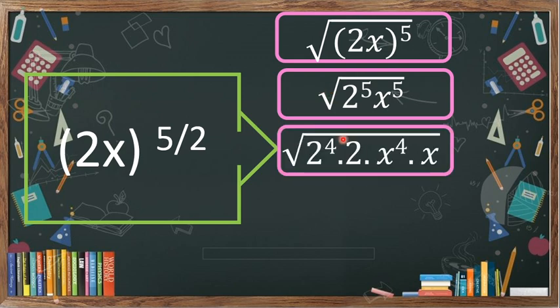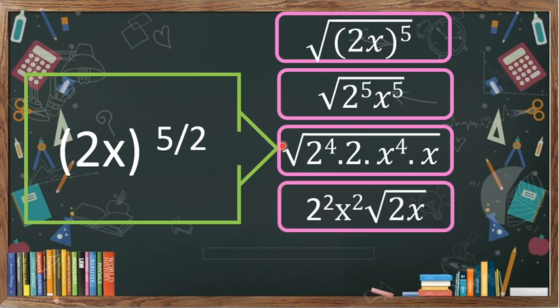So we have to factor out the number which is divisible by 2. That is 2 to the 4th power times 2, since 4 plus 1 is 5. The factor of x to the 5th is x to the 4th power times x. Then 2 to the 4th can be divided, the exponent 4 can be divided by the index 2. So we get 2 squared because 4 divided by 2 is 2.